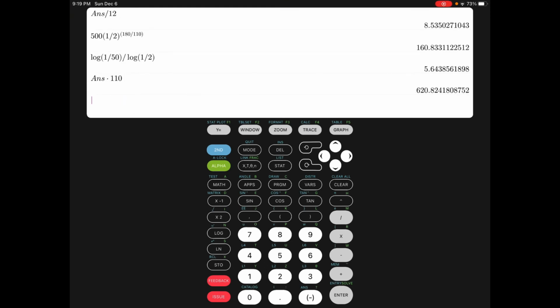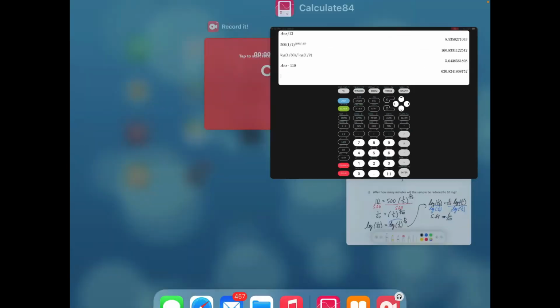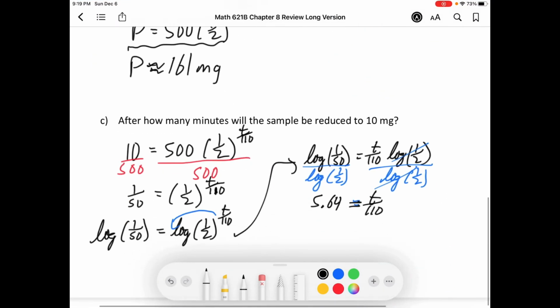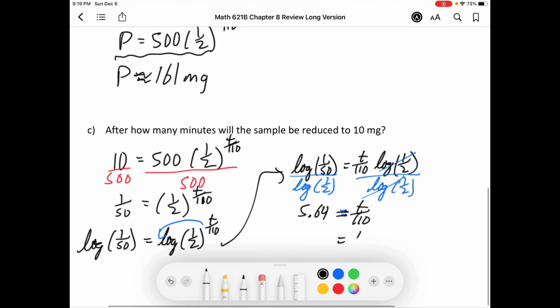Okay, we get 621-ish. You might think, oh, that's a long time. But remember that the units here are minutes. So it's a little over 10 hours.